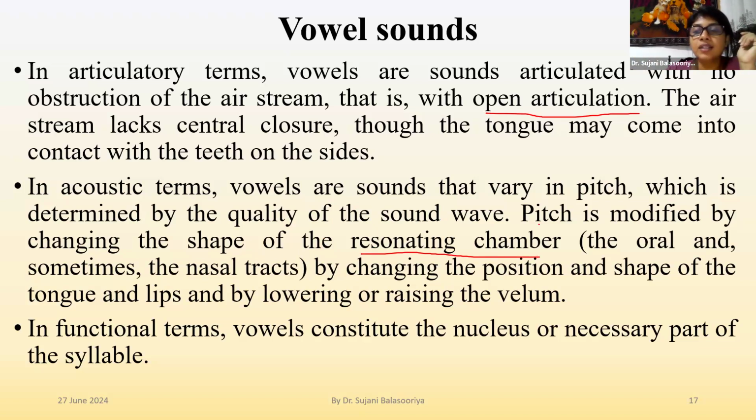And here, if we come to the point here, pitch is modified by change in the shape of the resonating chamber, by changing the position and shape of the tongue and lips, and by lowering or raising the velum. So these are the important articulators. Tongue, lips, as well as the velum, right? These are the important articulators that are functioning to produce different vowel sounds other than the other articulators.